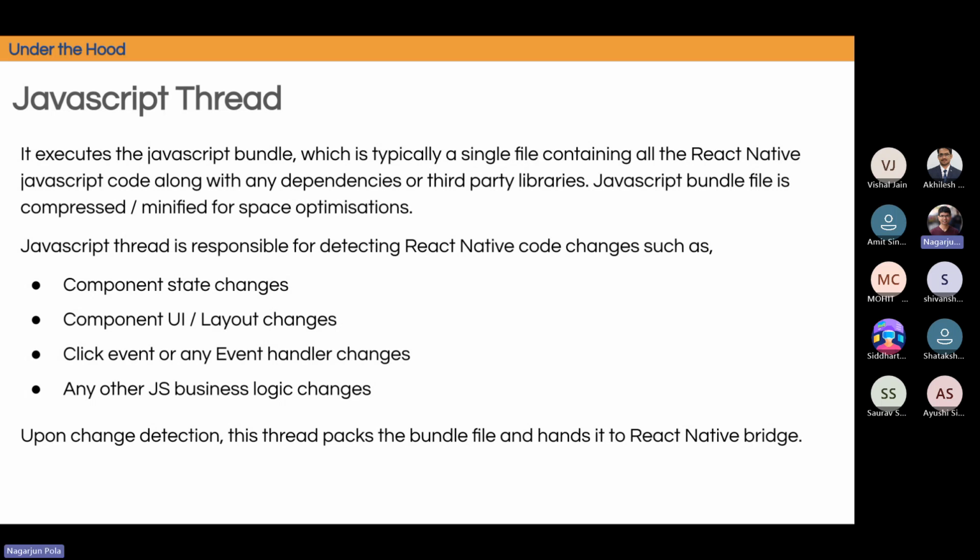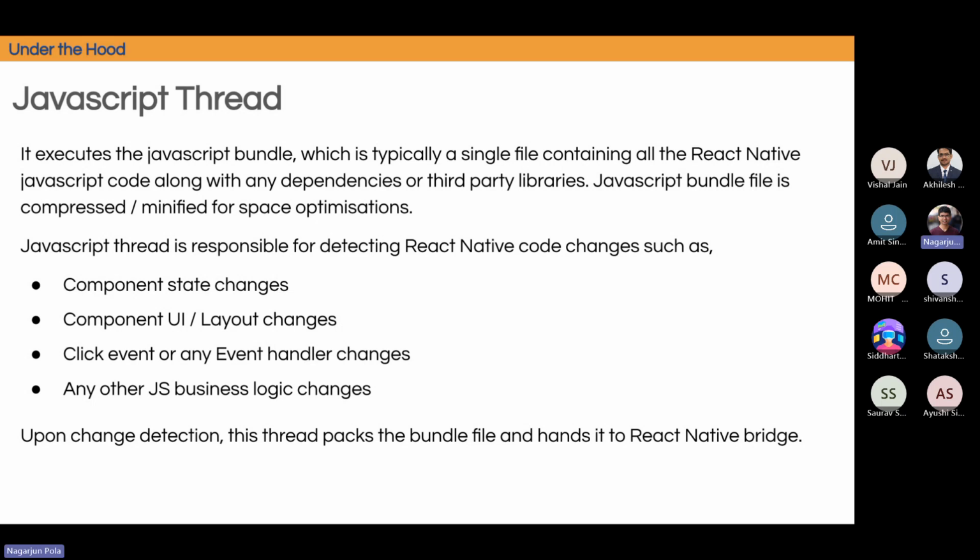This JavaScript thread is also responsible for detecting any changes in JavaScript, and it will communicate that change to the native thread. The changes can be related to component state changes. In React, the state of the component keeps changing based on user interaction, right? Those changes will be communicated by the JavaScript thread to the native UI thread or the native modules. Layout changes are also communicated. Any click event or event handler changes is communicated from JavaScript to the native, and all the other JS logic, all the business logic.